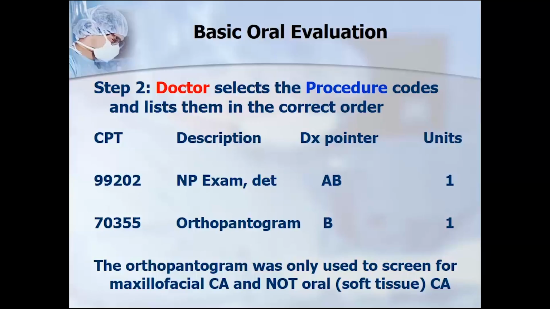Then the orthopanogram, what diagnosis can be made from an orthopanogram? That's a screening radiograph. Diagnosis B, maxillofacial cancer screening. Not oral cancer because that's soft tissue. Orthopanogram can be used as a screening tool for maxillofacial cancer, and that's why the diagnosis pointer is diagnosis B, 1 unit.